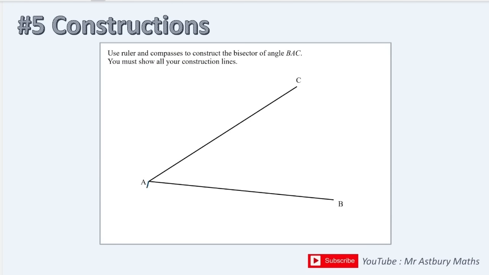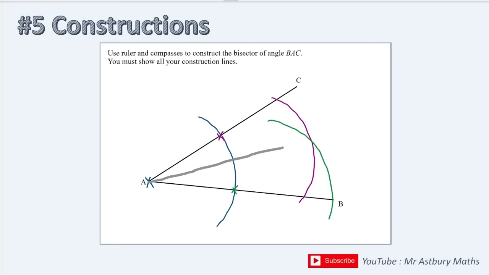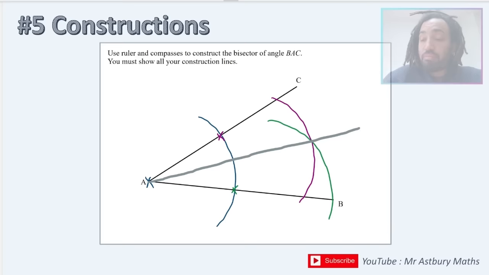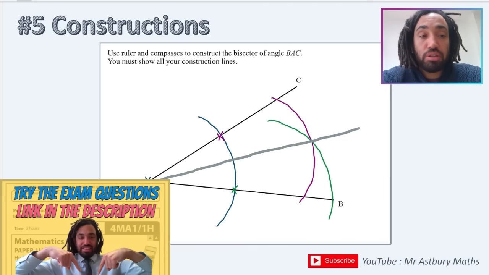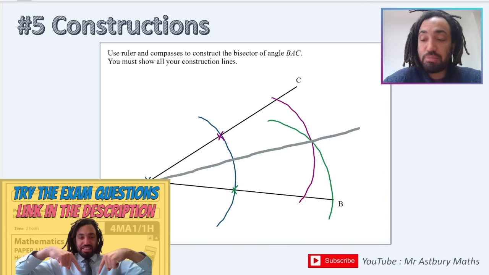Okay, first thing I'm going to do is put my needle here, and then I'm going to draw a semicircle. And then I'm going to put my needle on that intersection point and draw a semicircle a bit further up. And then I'm going to put my needle on the other intersection point and draw a semicircle a bit further up, like so. And the bisecting line will go from the angle A through, and it should split the angle in half. Okay, that was a tricky one without an actual ruler and compass, but if you would like to watch some exam videos on this topic, then click the link here, and let's move on to the next topic.